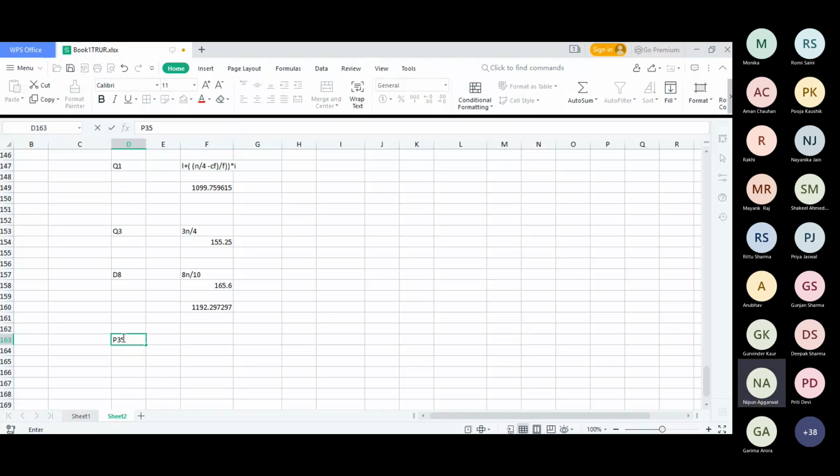Now P35. Suppose we want to calculate P35. So P35 is 35% below it and 65% above it. So for that you have to calculate, because it is P, it is n by 100 equal parts, and as it is 35, it becomes 35n by 100. So first we have to calculate 35n by 100, which is 35 multiplied by n. n here is 207. n is the total number of elements, which is 207, and divided by 100.